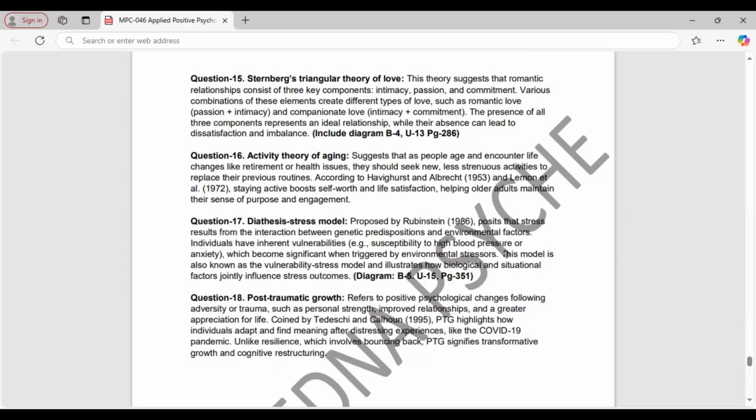With this, we conclude the assignment solutions for MPC 046 Applied Positive Psychology. I hope the explanations provided support you in completing your assignment confidently.